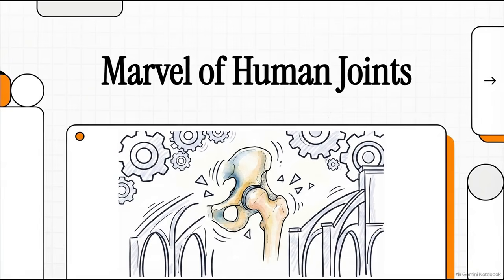Okay, think about this for a second. The sheer amount of biological engineering required just to let you casually walk across a room is absolutely mind-blowing. Today's explainer is a deep dive into the mechanical trade-offs of the human body. We're going to focus on the architectural marvels that literally make all of our movement possible, our joints.